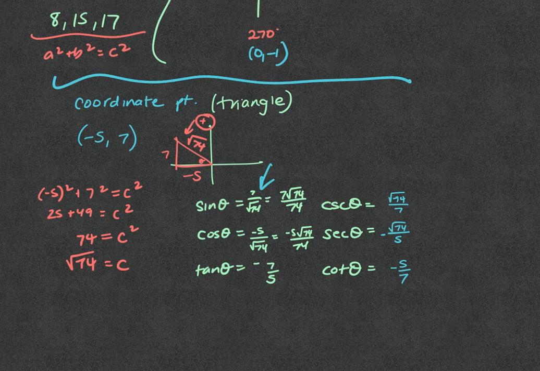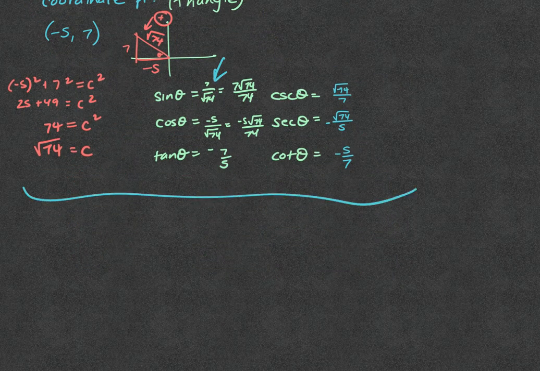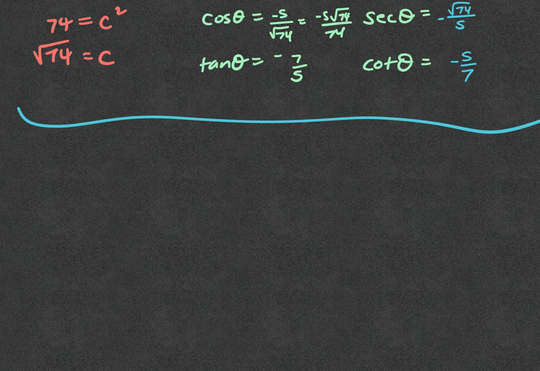Questions on the coordinate points if not 0? Okay, then comes coordinate points if 0 is involved. So if it said coordinate point -3, 0, if one of them is 0, think about where that would go. -3 would be to the left 3. There would be a point plotted there. There is no way to make a triangle from this.